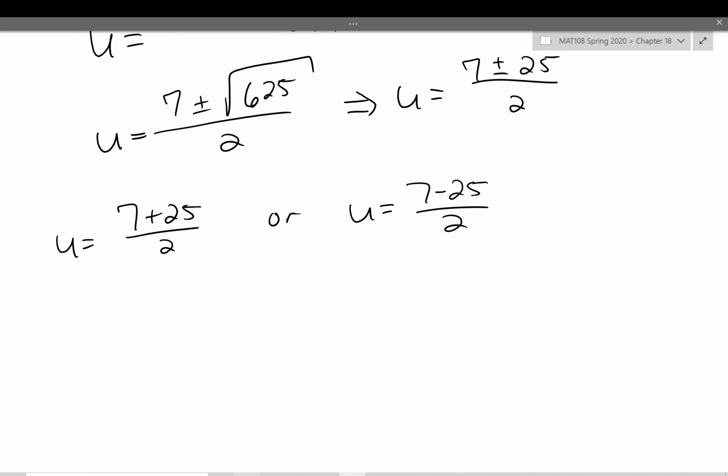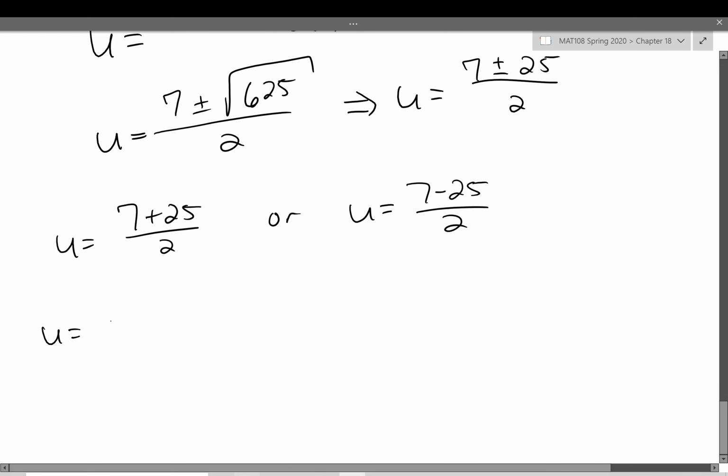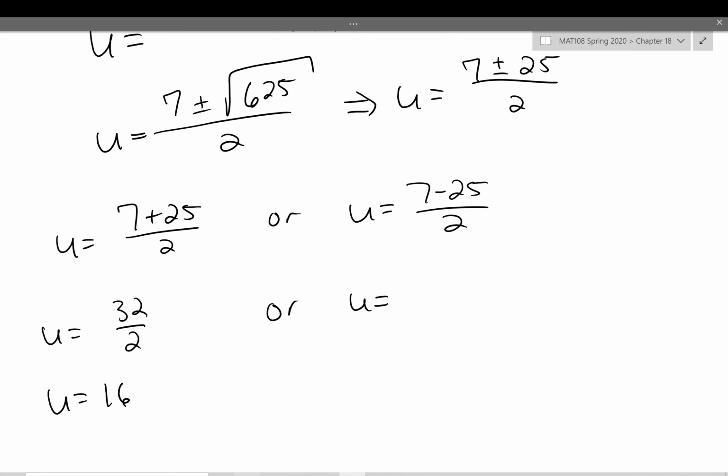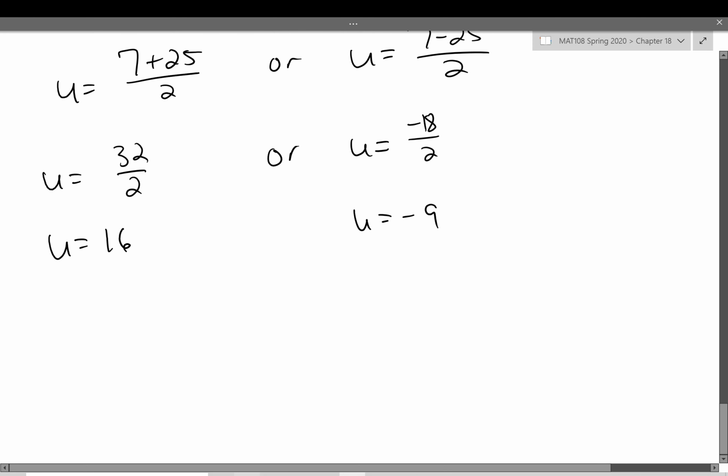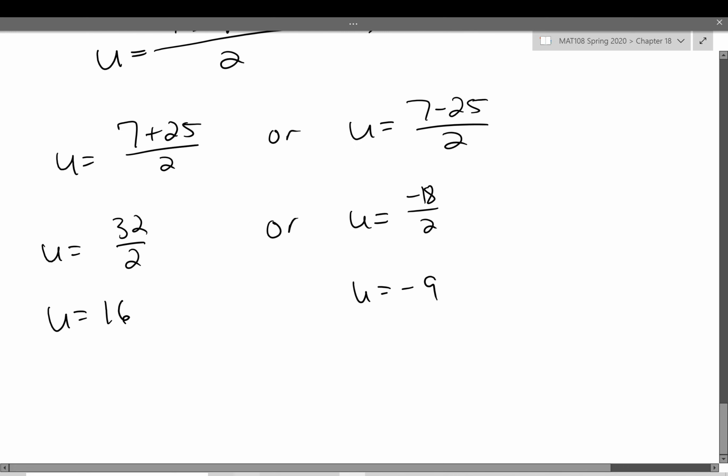So 7 plus 25 is 32, divided by 2, so u equals 16. Or u equals 7 minus 25 divided by 2. 7 minus 25 is -18, and -18 divided by 2 is -9. Like I said, we're almost free. u equals 16, u equals -9. Now, let me scroll back up.